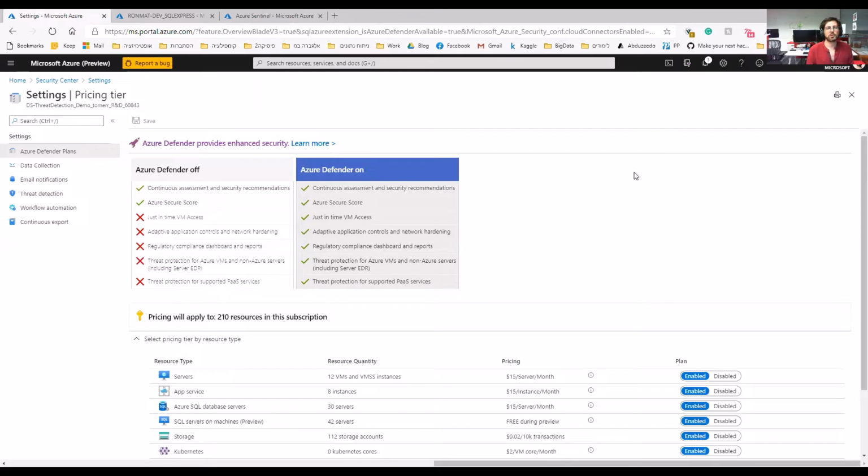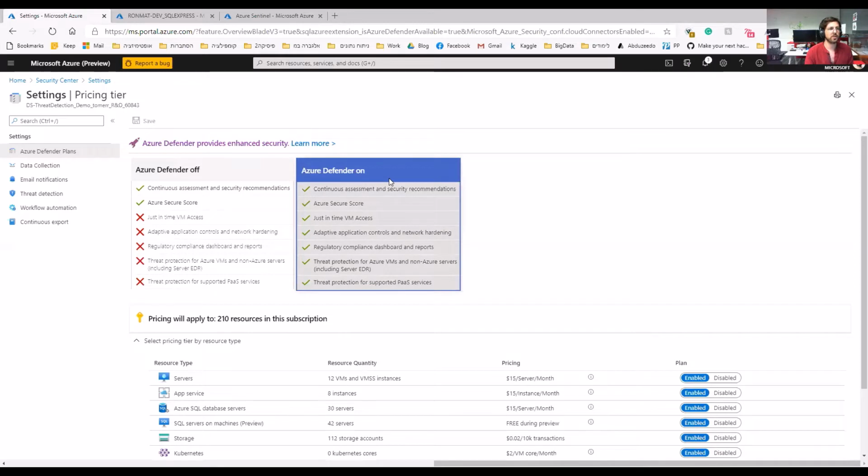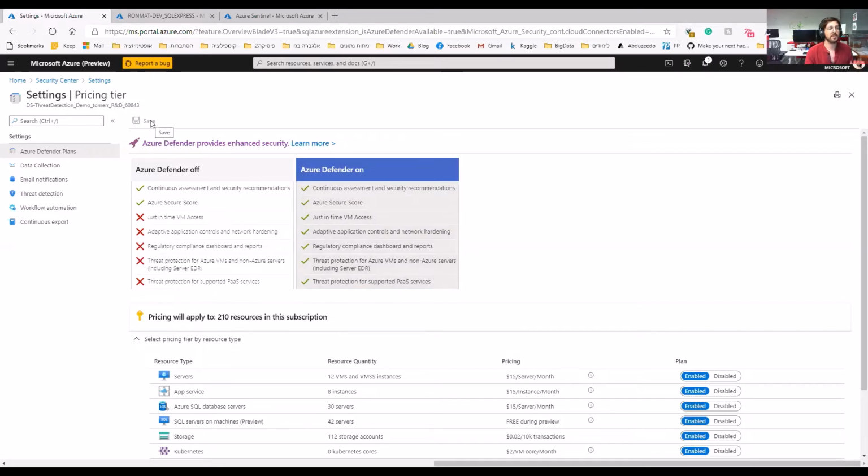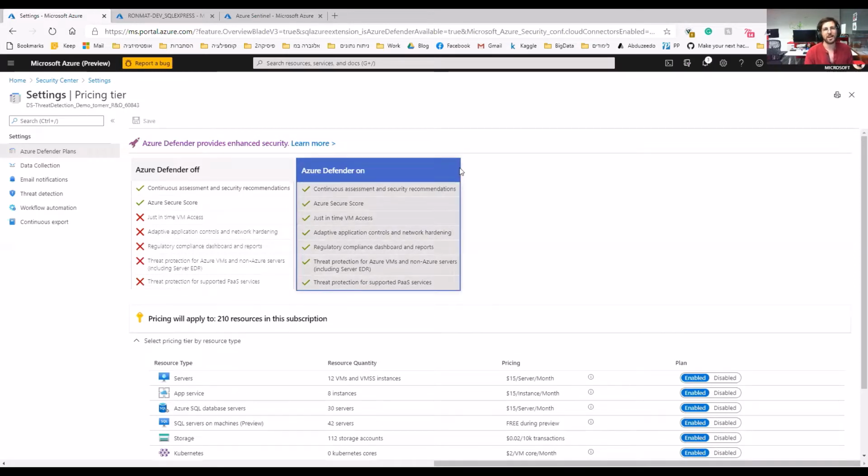You go to your Azure Security Center, pricing and settings, and then you find the subscription you want. I chose our demo subscription. You go to Azure Defender plans, and all you need to do is one click on Azure Defender on, and a second click on save. I, of course, already have it turned on, and I recommend you do as well.